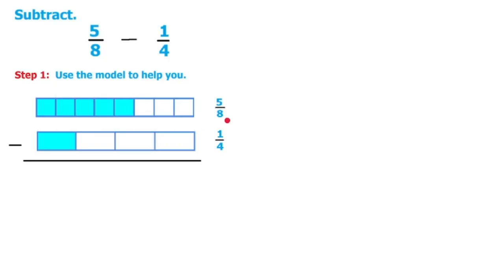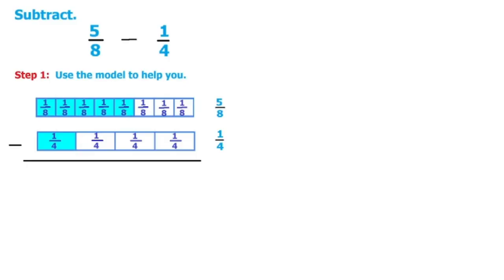We could see that this is 5/8, the model representation of 5/8, because there's 8 equal parts and 5 are shaded in. And then this is the model representation of a quarter. There's 4 equal parts and 1 is shaded in. So here we have 1/8, 1/8, 1/8, 1/8. We could see there's 8 of them and 5 are shaded. Here we have 4 of them and 1 is shaded.